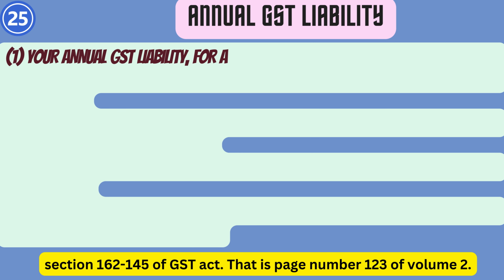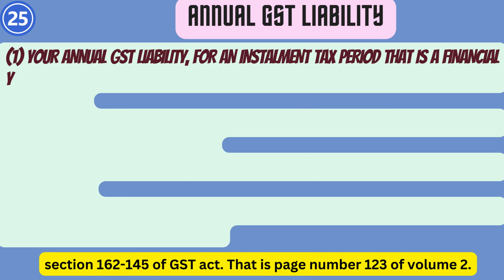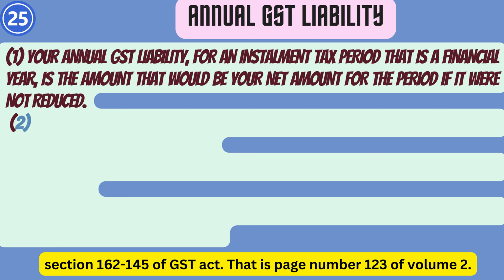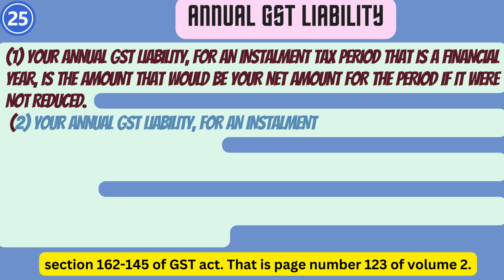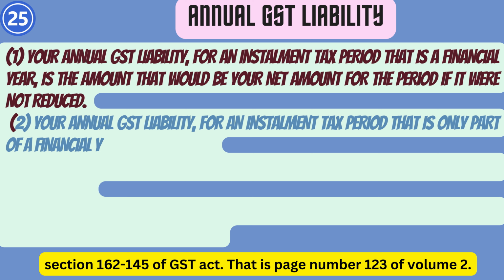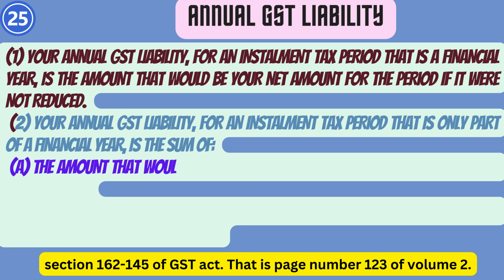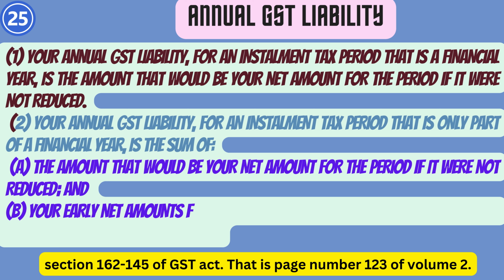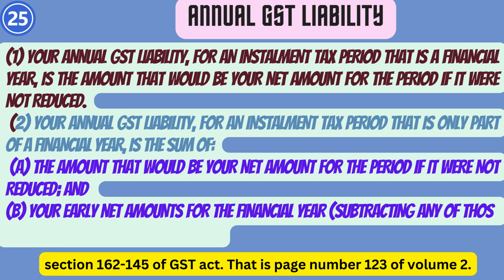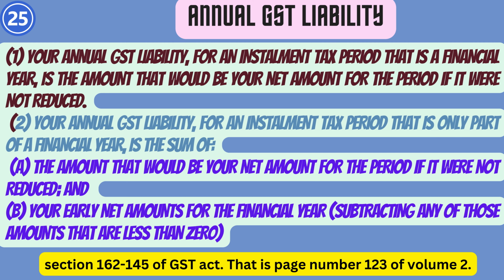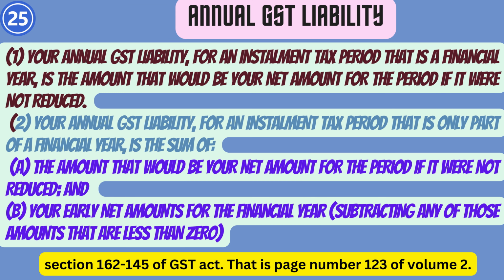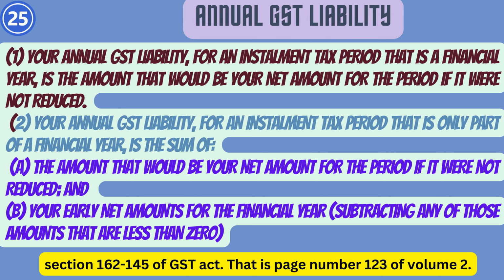1. Your annual GST liability, for an installment tax period that is a financial year, is the amount that would be your net amount for the period if it were not reduced. 2. Your annual GST liability, for an installment tax period that is only part of a financial year, is the sum of A. The amount that would be your net amount for the period if it were not reduced, and B. Your earlier net amounts for the financial year, subtracting any of those amounts that are less than 0. We will explain about net amounts in our future videos.